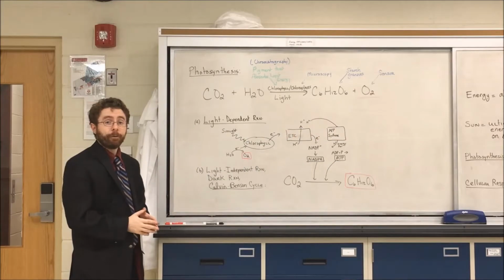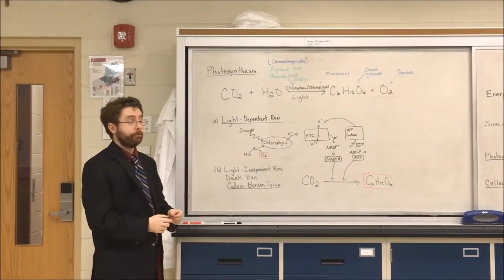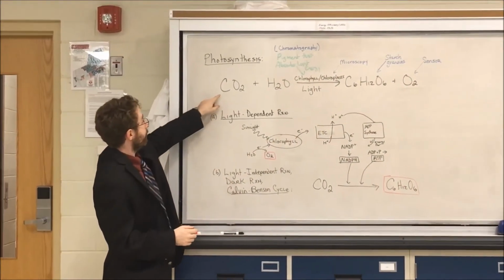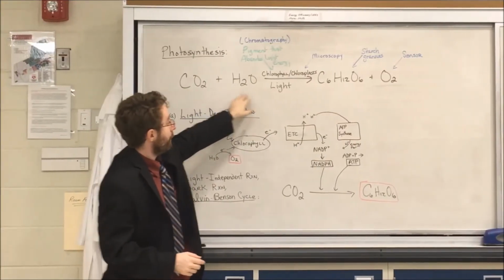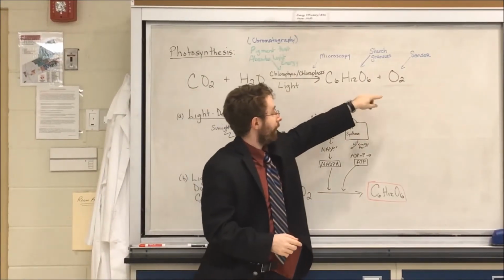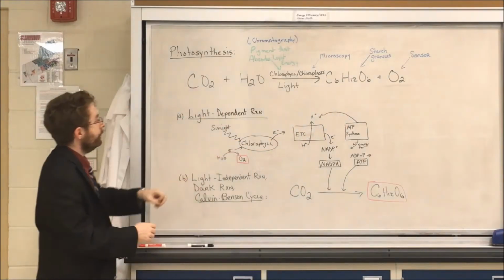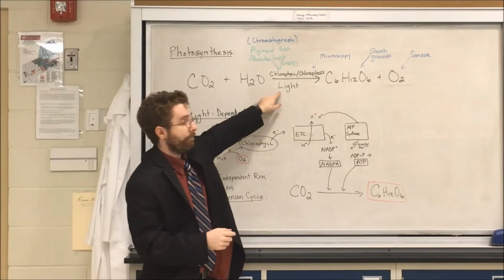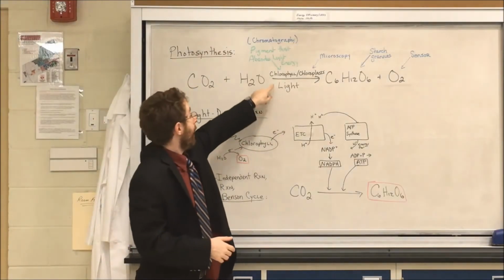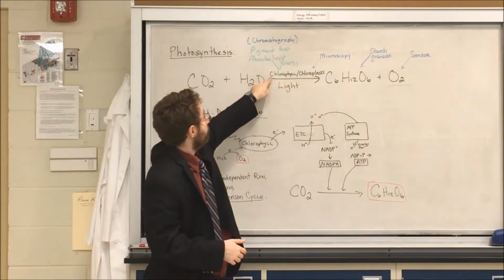So we'll begin first by looking at photosynthesis. And the reaction for photosynthesis is carbon dioxide plus water yields glucose plus oxygen. So if I take a look at this reaction, the first thing I need to have is sunlight and chlorophyll.